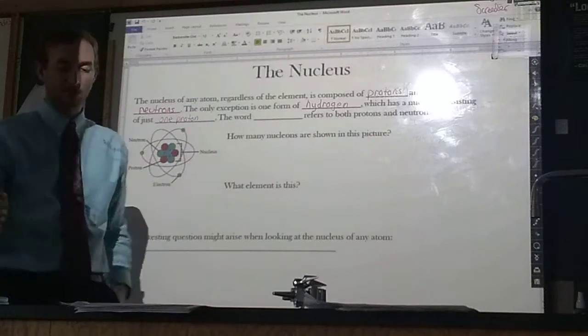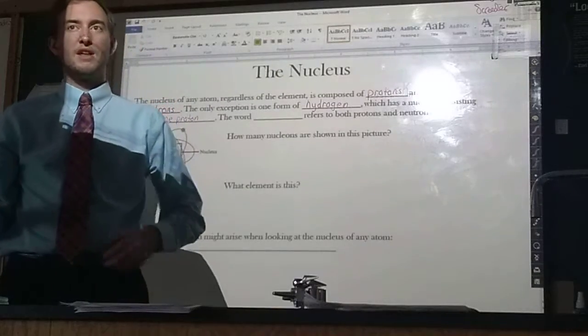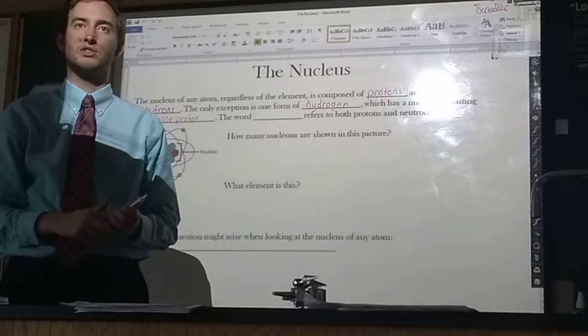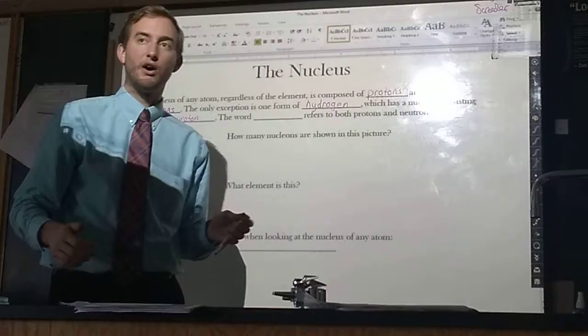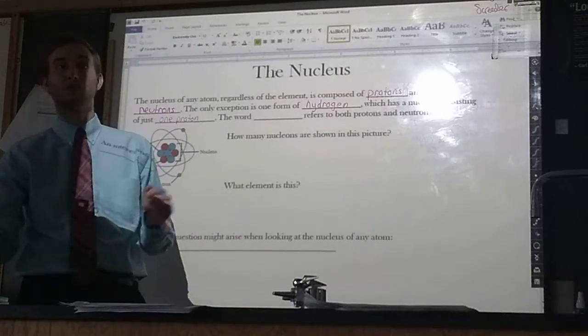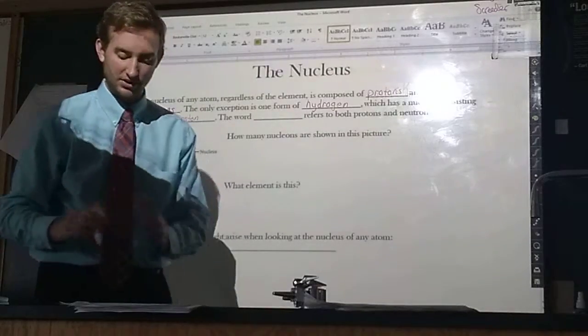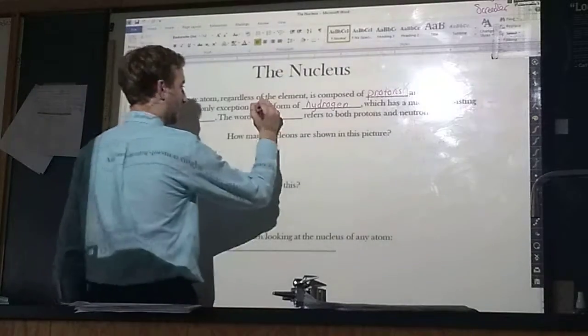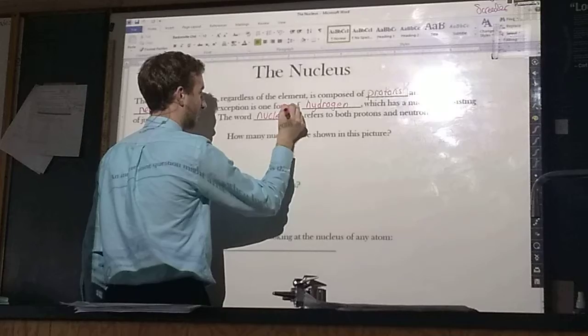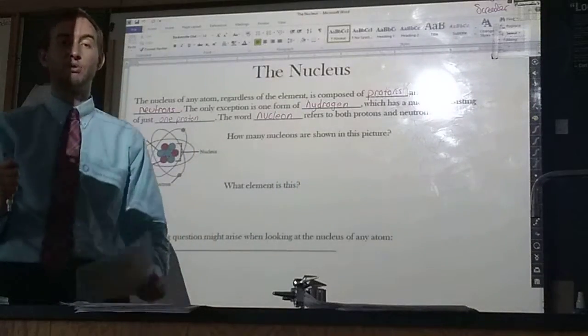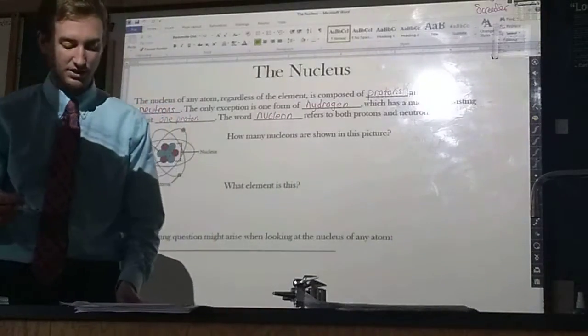And scientists have come up with a word that means anything that's found in the nucleus. Okay, if we want to talk just about anything that's in the nucleus, not necessarily protons, not necessarily neutrons, but anything in the nucleus, we call that a nucleon. Nucleon. Okay? That refers to both protons and neutrons, things that are found in the nucleus.